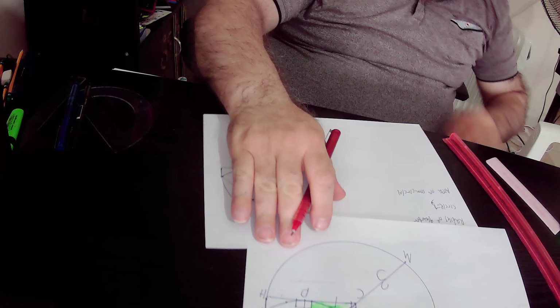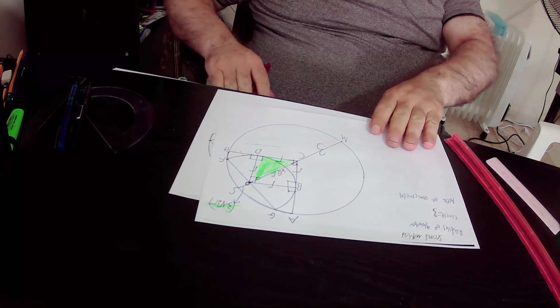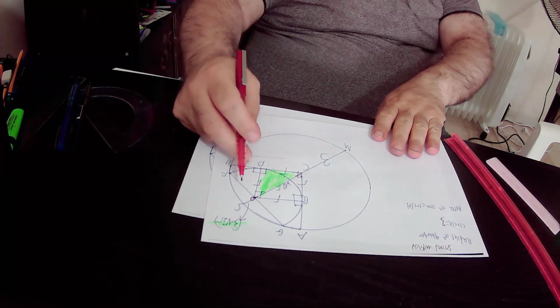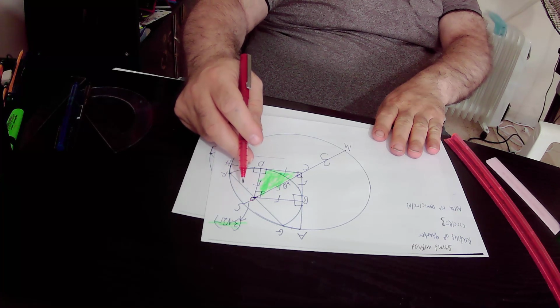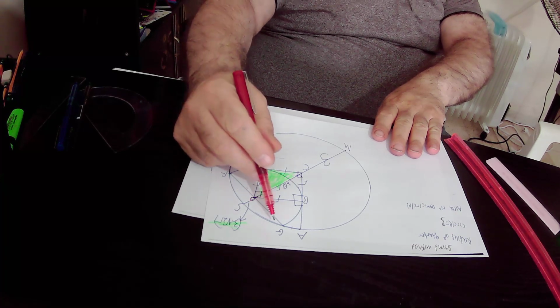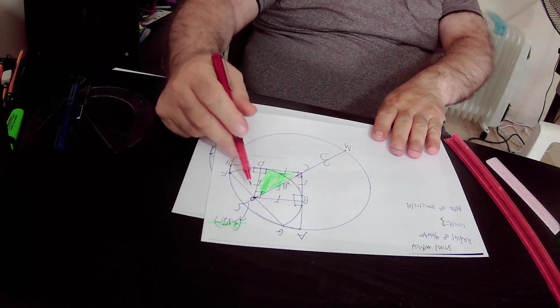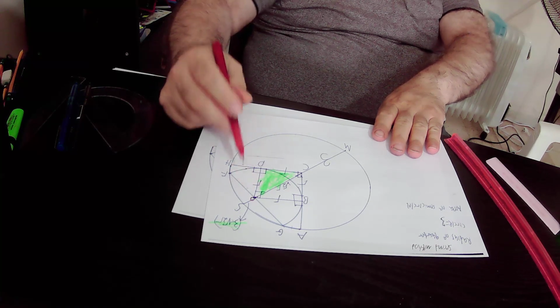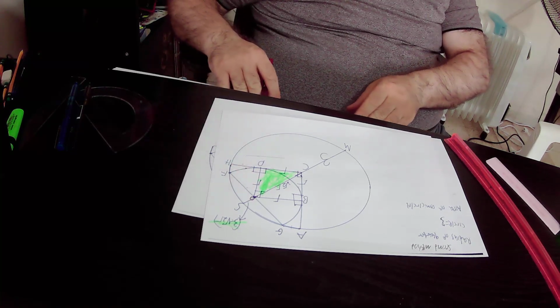In our drawing, we have chord MS that intersects with chord GF at point O. Point O is the intersection point. So I'll write it down.